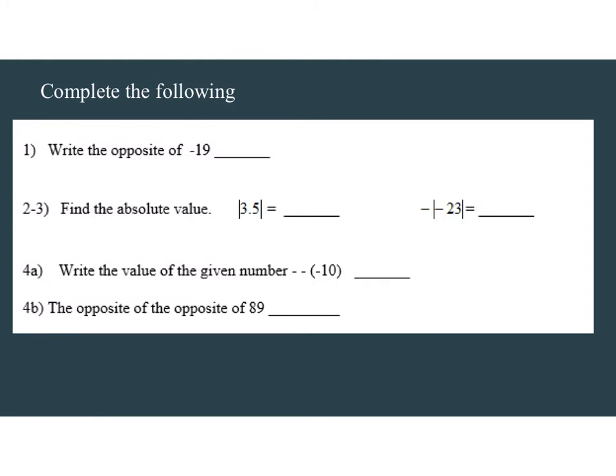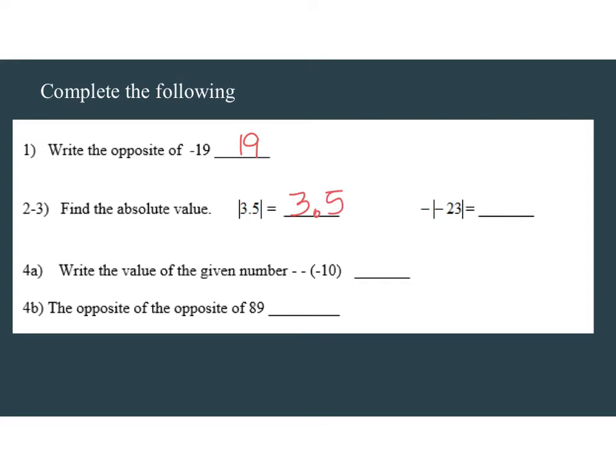All right, for the first one, we're writing the opposite of negative 19. The opposite of negative 19 is going to be positive 19. Next, we are finding absolute value. So the first one says, what's the absolute value of 3 and 5/10? That is going to be positive 3 and 5/10.